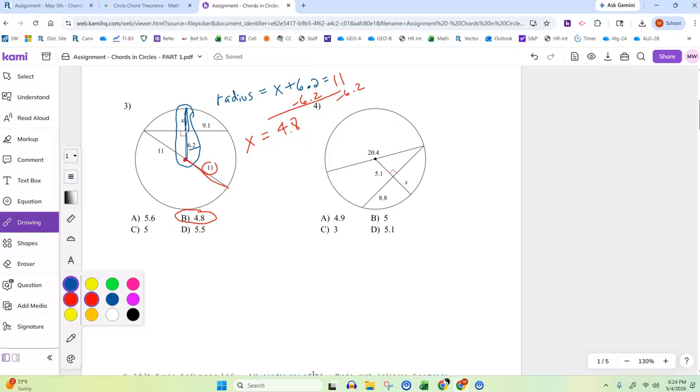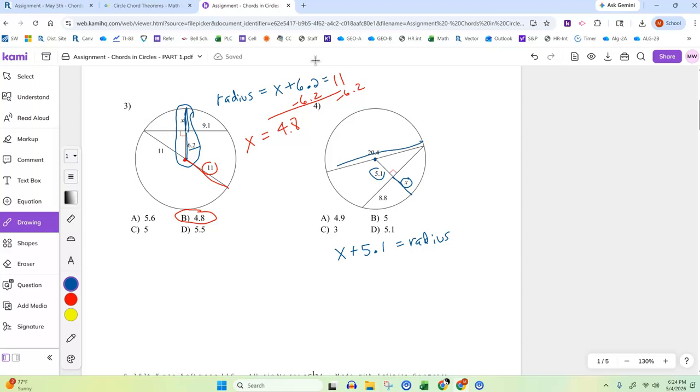Okay, well, what are we solving for? We're solving for x, which is in this piece right here. So we're looking for this piece. We know this is 5.1, so just like the other one over here, that tells us that x plus 5.1 equals the radius. Do we know the radius? Well, not this. It's got to go through the center, right? It's a line from the center. Well, here, 20.4 is the whole thing.